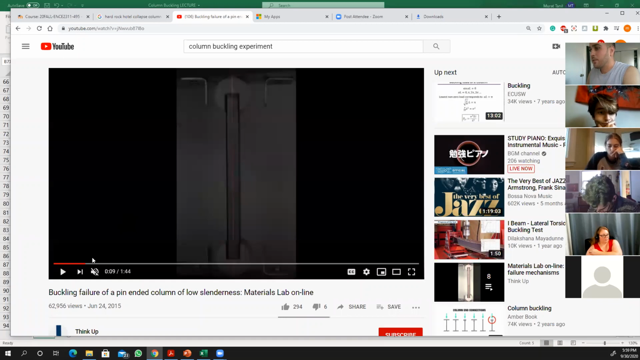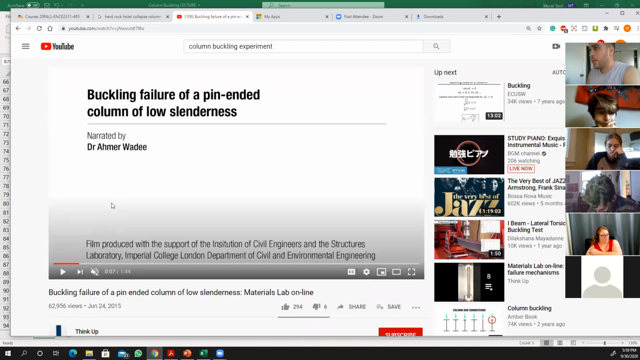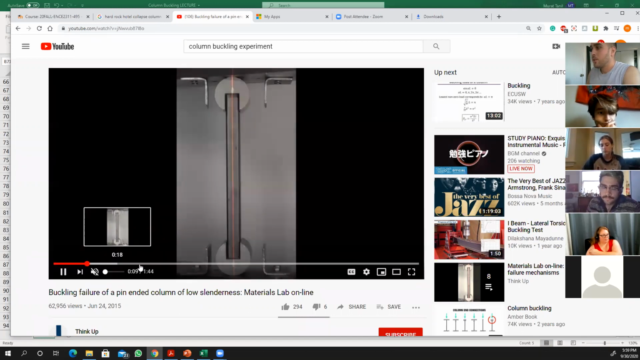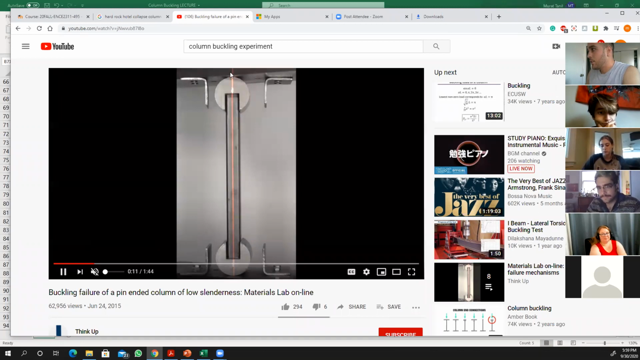And this one is the buckling failure of a pin-ended column of low slenderness ratio. Slenderness means the height to diameter ratio. If it's long and slender, it means it will buckle quickly. And you can see how it will buckle. If you see this laser, I don't know if it's clear, you will see how it will buckle.